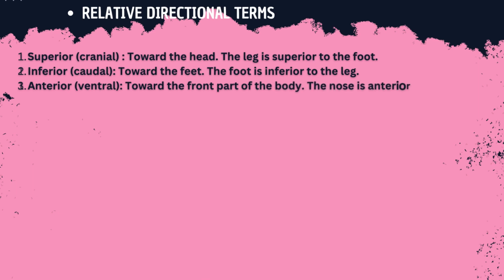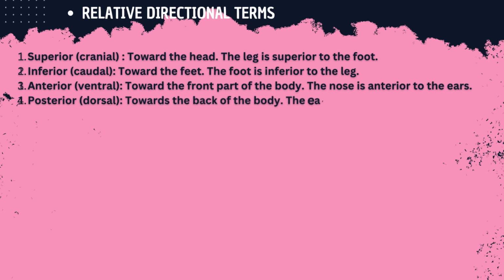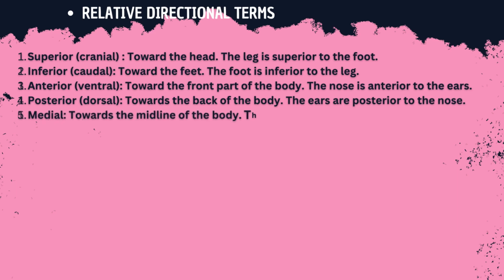Example is the nose is anterior to the ears. Posterior or dorsal means towards the back of the body. Example is the ears are posterior to the nose. Medial means towards the midline of the body. Example is the nose is medial to the eyes.